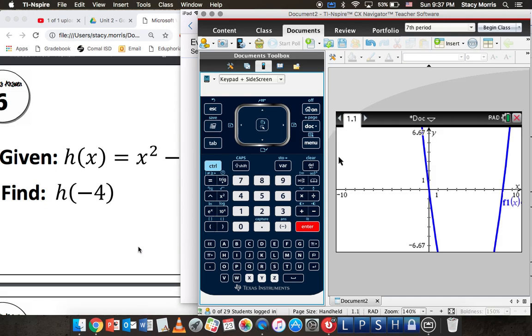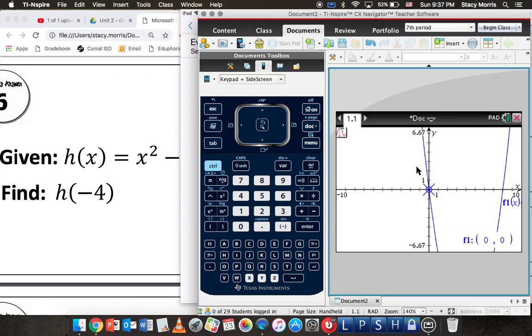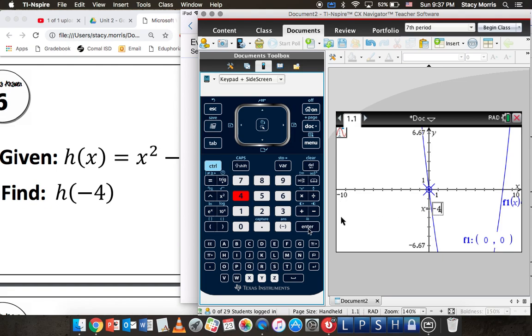So there's our graph. We want to know what is h of negative 4. So we want to know when x is negative 4, what is y? That's what they're asking us to do. To do that, we're going to do menu, trace, graph trace. It automatically puts a point at 0, 0. That's the y-intercept of this graph. We want to go to negative 4. So if I just start typing negative 4, it pops up in the middle of my screen, x equals negative 4. So I'm going to enter and say, yes, I want to go to where x is negative 4.